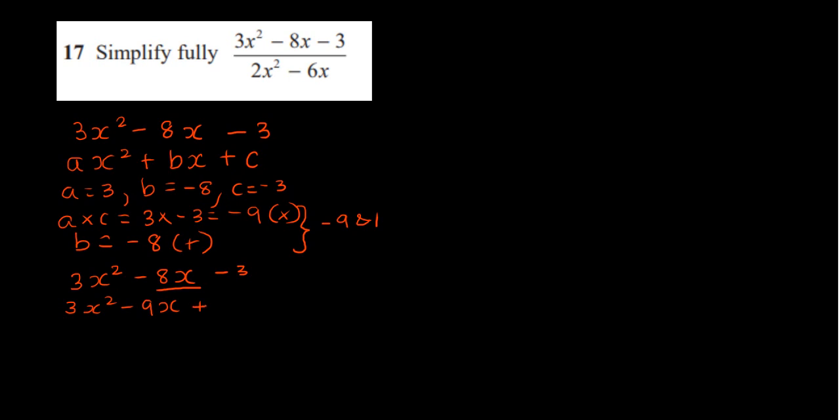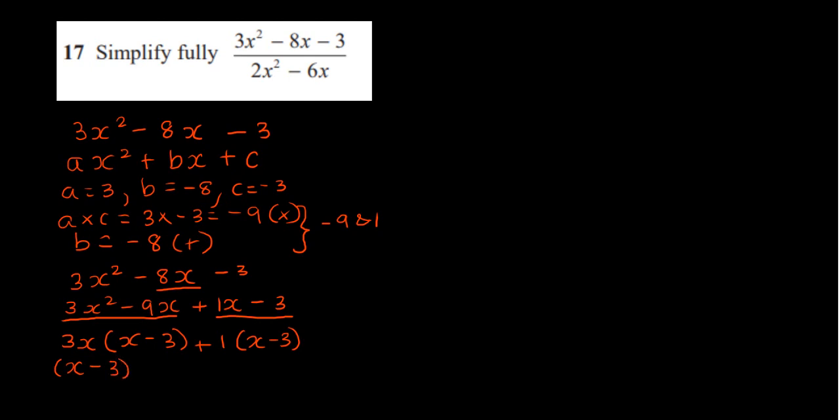Plus x, I could even write as 1x. And then I'm going to factorize these two and these two. So the highest common factor in the first is 3x, and the first bracket would be x minus 3, and in the second one it's 1, and it's x minus 3. Can you see the two brackets are the same? That's an indication that I've done this question correctly. So I'll have x minus 3 times 3x plus 1.